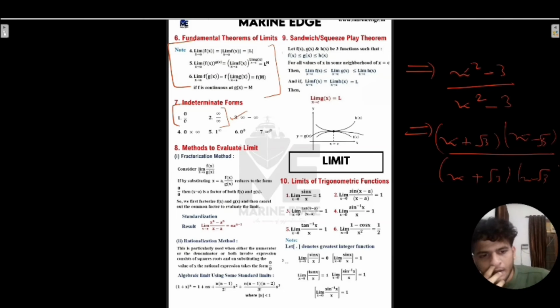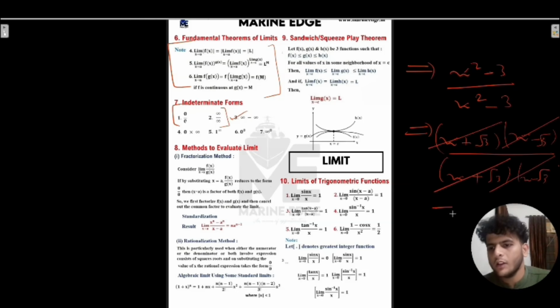So what you can actually see is that in both of these cases, this x plus root 3 and x minus root 3 are what? They are the common factors of both f(x) and g(x). So we first factorize f(x) and g(x) and then cancel out the common factor. Upon cancelling them out, we can see that the limit for this given function will be 1 only. So we don't have to put in the limit a, because the common factors are getting cancelled out.